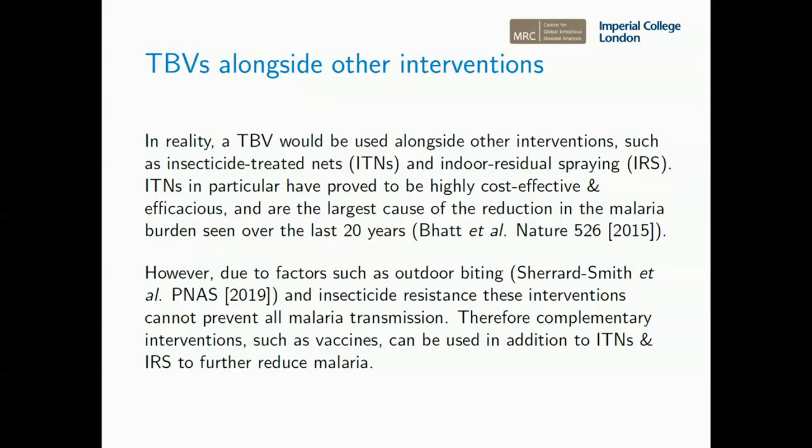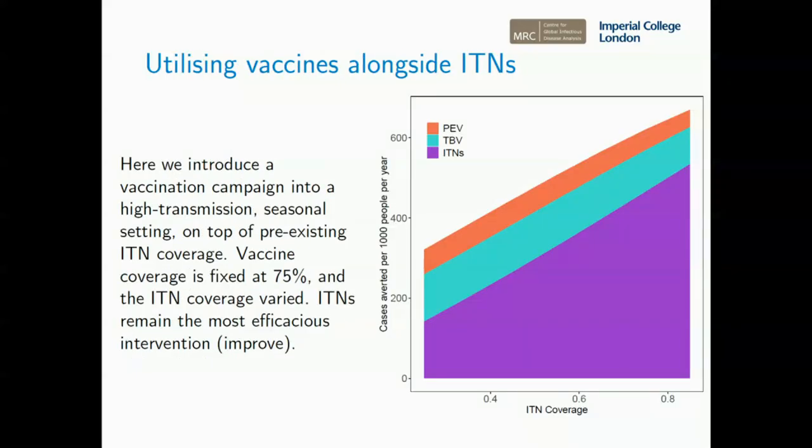So one can view a vaccine like this as being a complementary intervention that you would use alongside bed nets. I won't talk very much about layering these interventions together, but the area in purple gives you an idea of cases averted as we vary net coverage, and you could hypothesize potential added benefit by adding a TBV, potentially in addition to a PEV such as RTS,S, on top of other interventions.